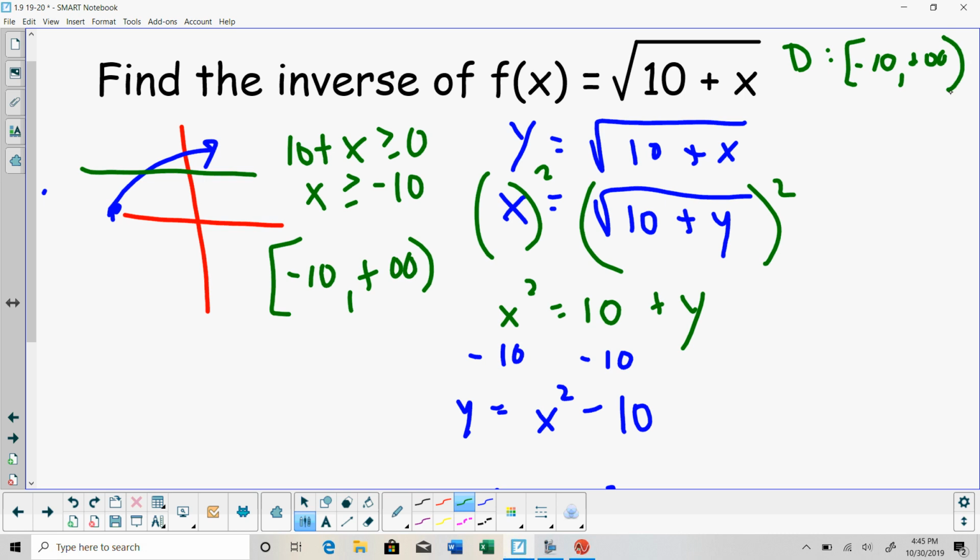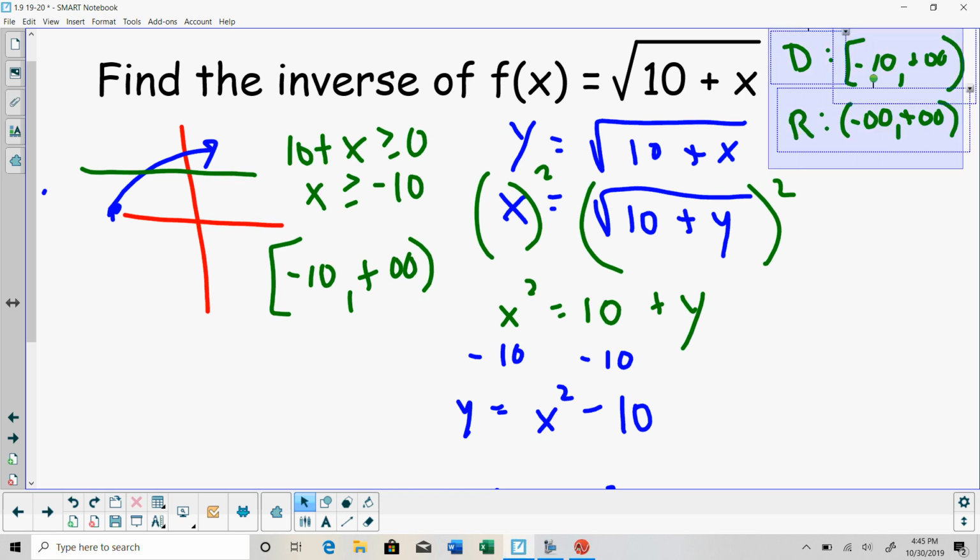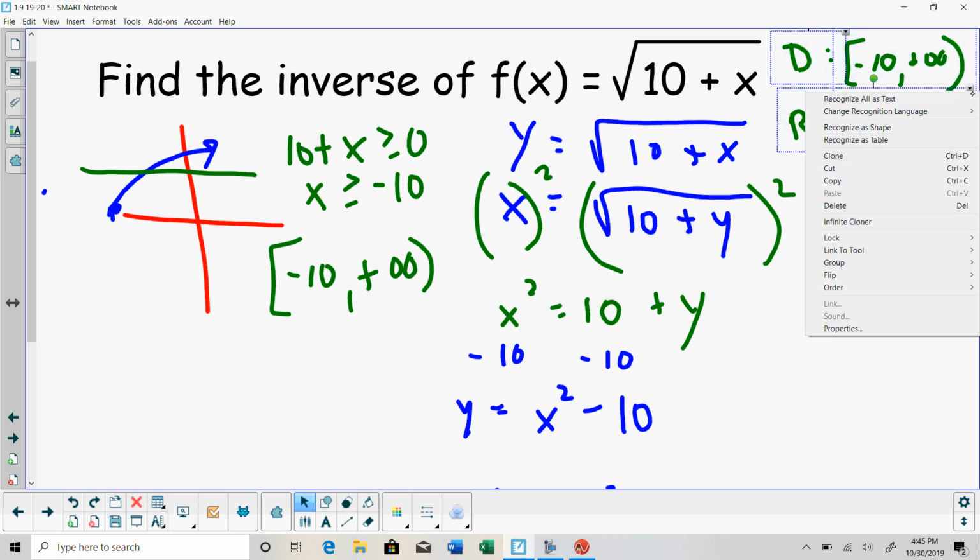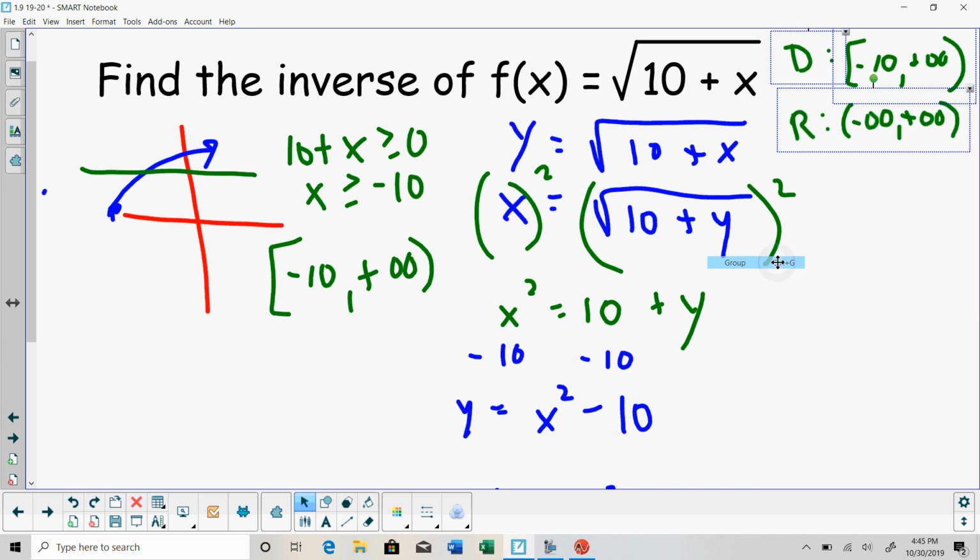And what about the range? Well, the range is still just 0 to positive infinity. We have not shifted up or down or anything like that. So my range is going to be negative infinity to positive infinity. All right, now remember that these two, kind of highlight these if I can. No, it's not going to let me. There we go.